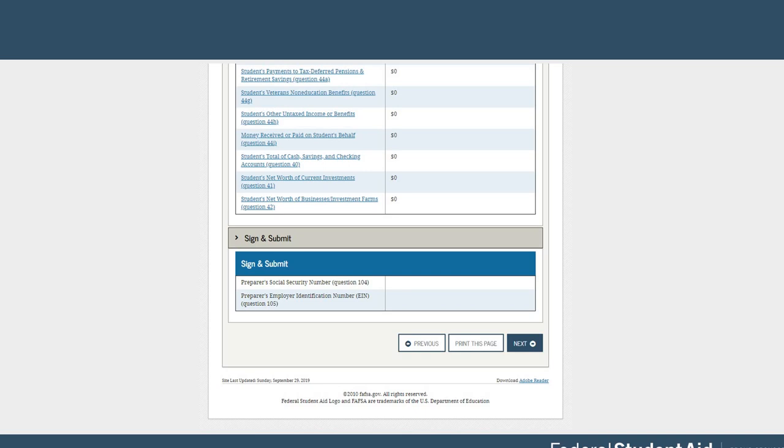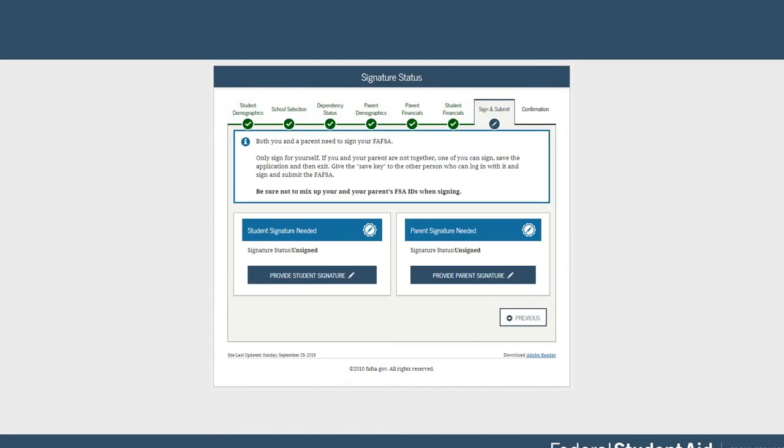And now, you have reached the sign and submit section. You are not a preparer. You do not need to fill that in. So let's go on to the next screen. Now, notice here that you are required to sign electronically, and your parent, who has provided information for this and has taken out or signed up for their own FSA ID, also needs to electronically sign. So that's going to be fairly straightforward.